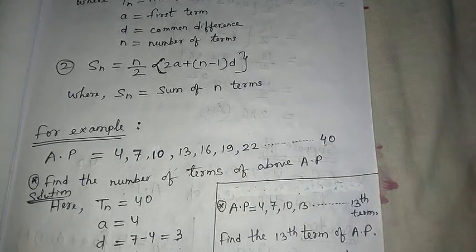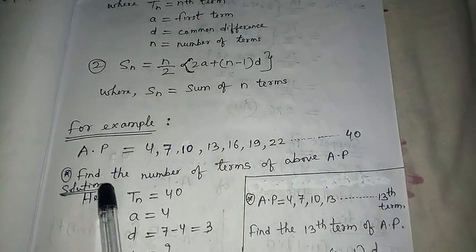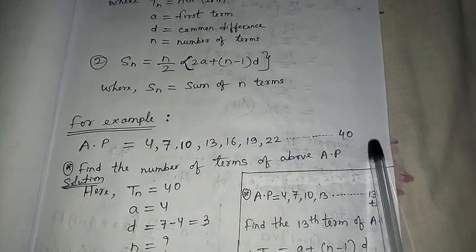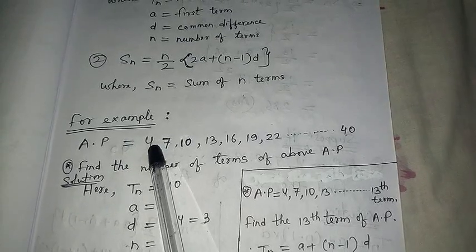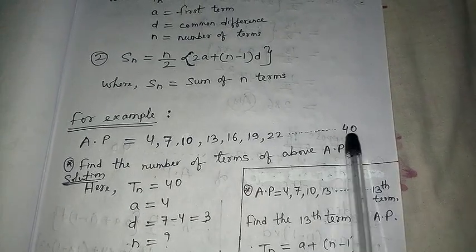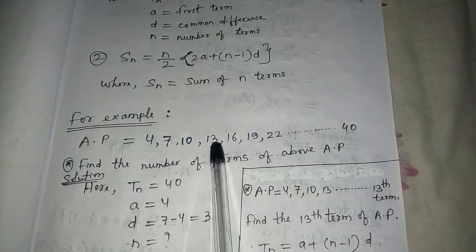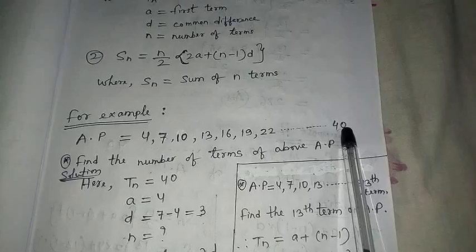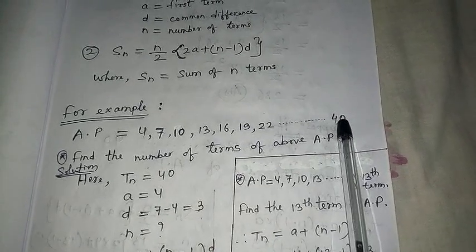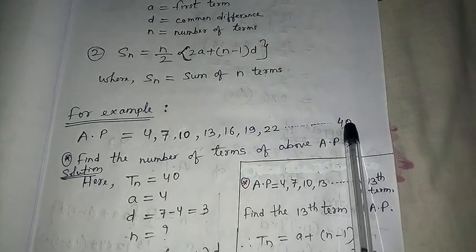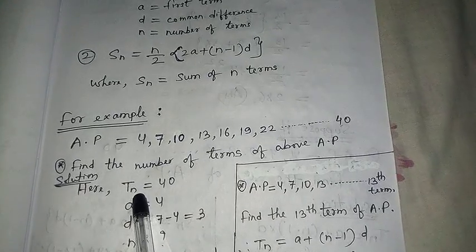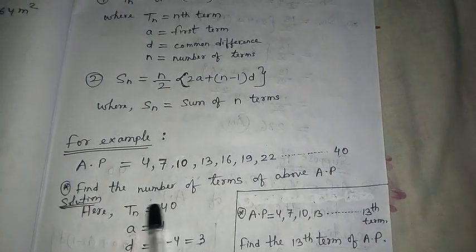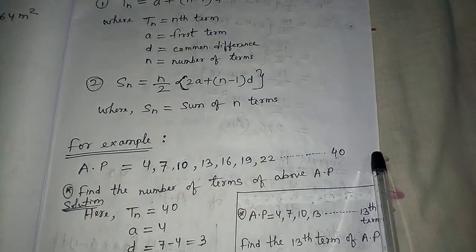Now 40 is which term? We don't know. Now the question says find the number of terms of the above AP. That means which term is 40. Now if anybody asks you what is the fourth term, then you will say first, second, third, fourth. Then you will say fourth term is 13. But when you are asked which term is 40, so number of terms of this AP you have to find. That means you have to find n. So here in this AP, Tn, the last number, here as per the formula, nth term, so here Tn is 40 according to this AP.